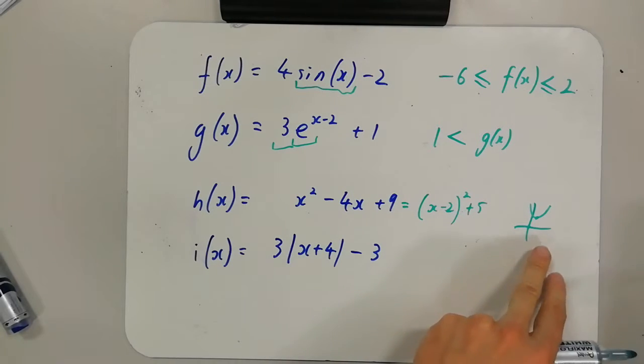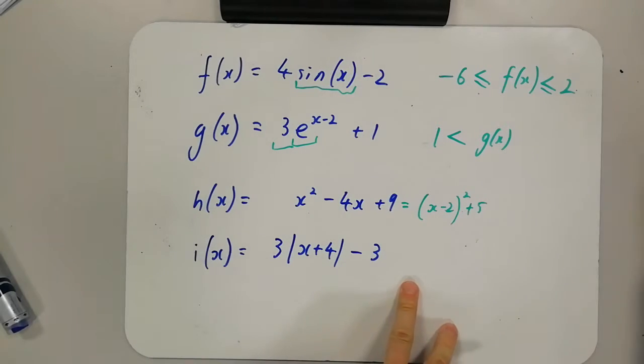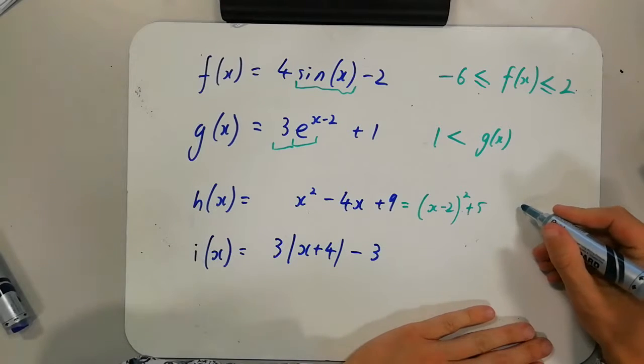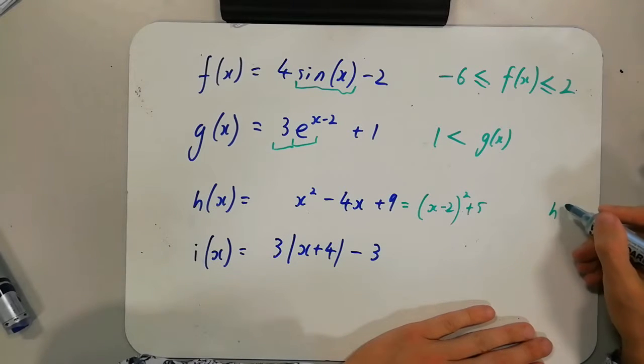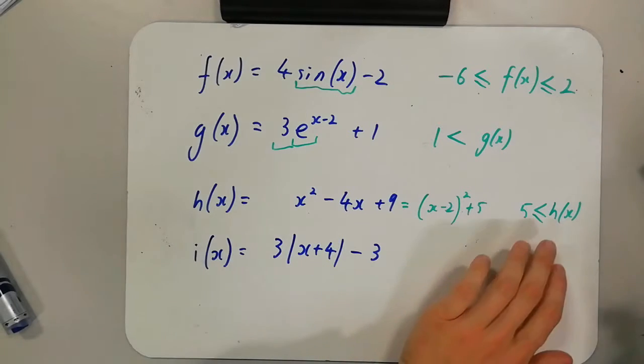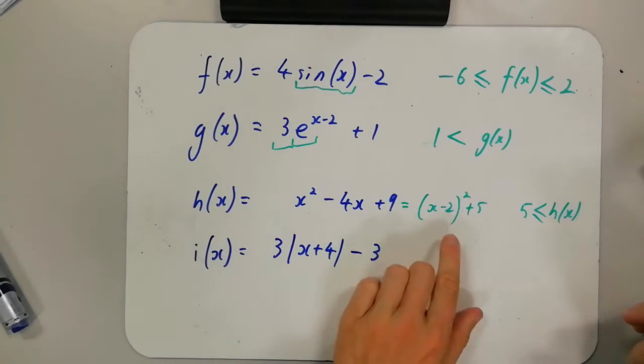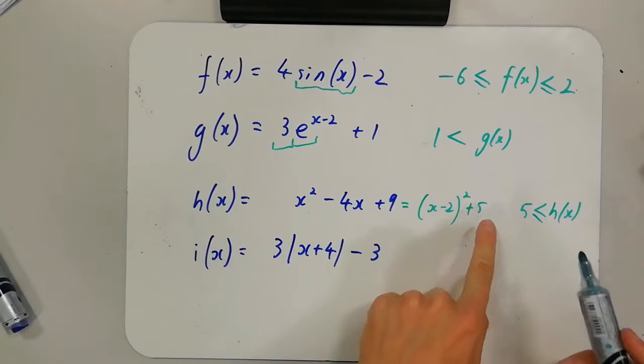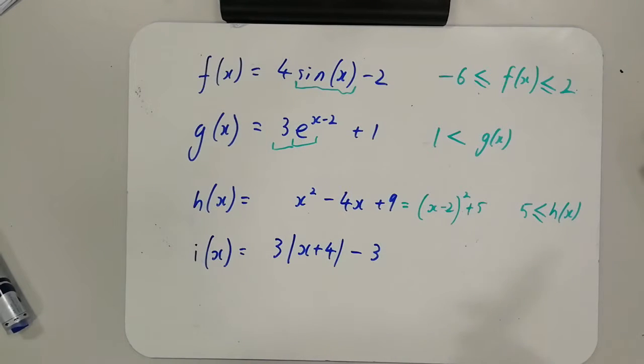By the time you're doing A2, you probably won't need to sketch it. However, it's worth doing just so that you can then say h of x is greater than or equal to 5. Again, in this case, it can equal 5 because by plugging in x is 2, I can actually get the value 5.